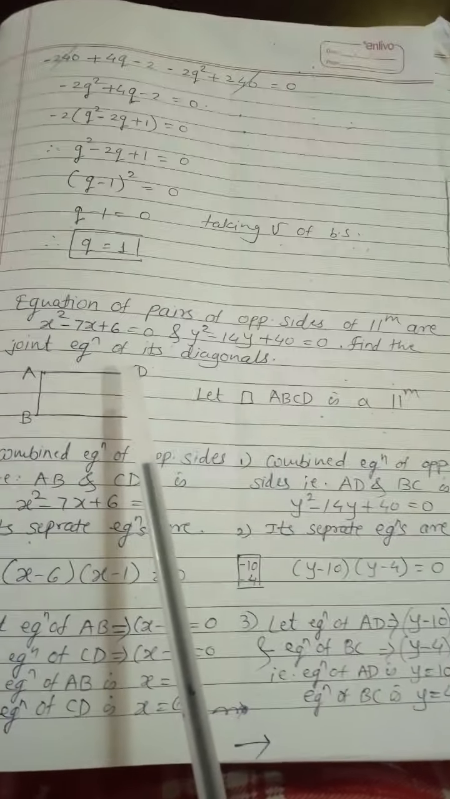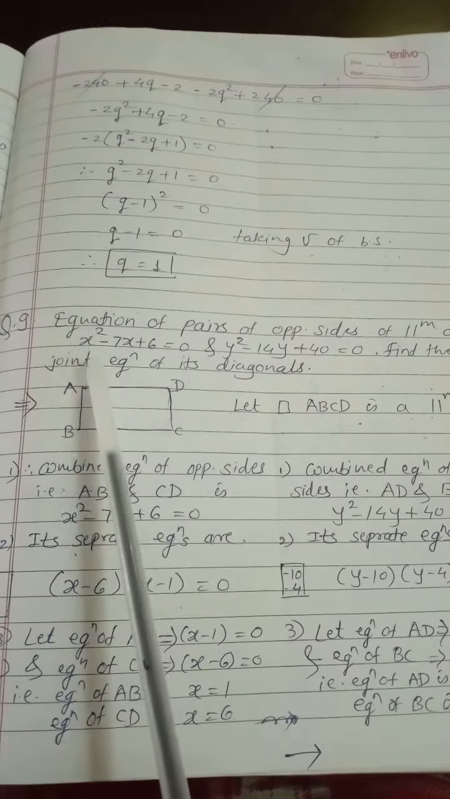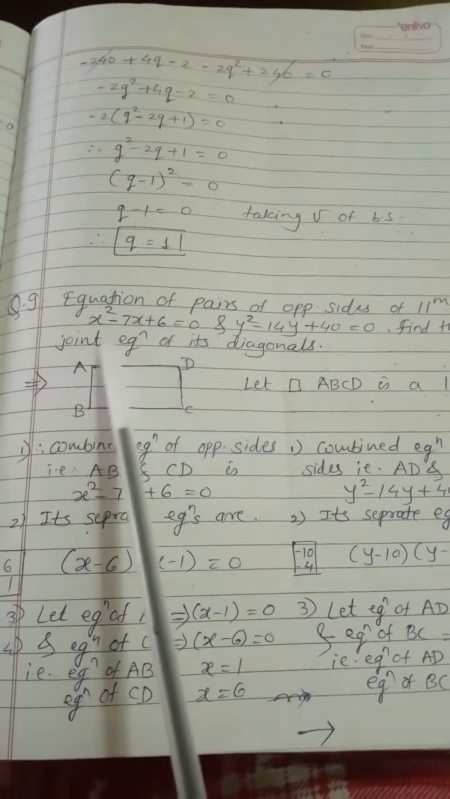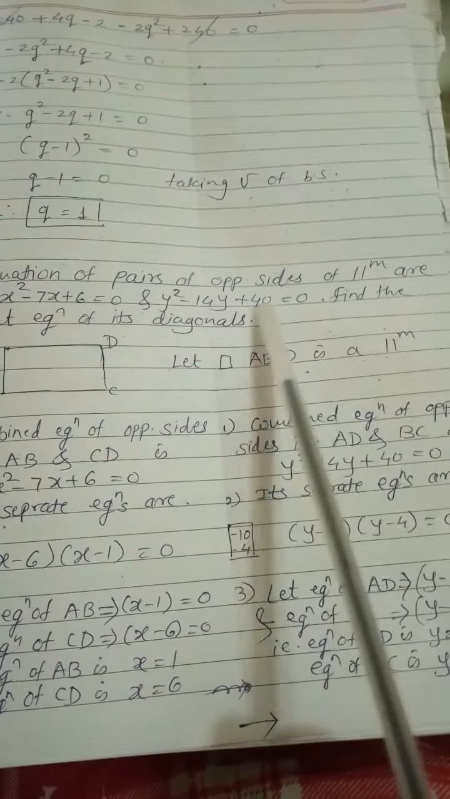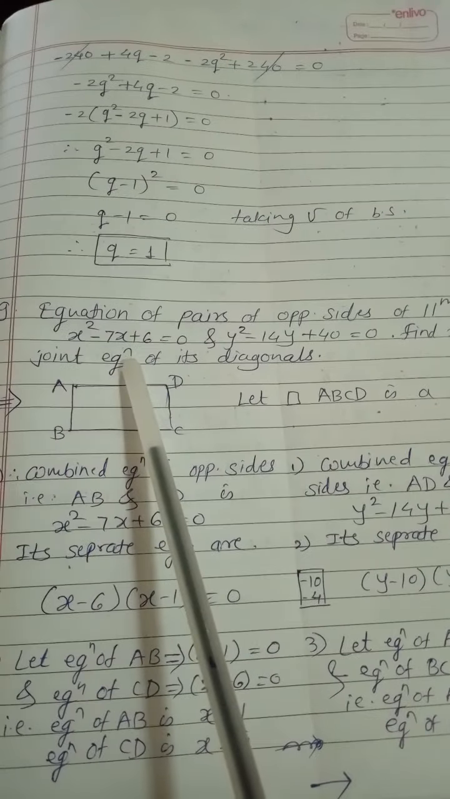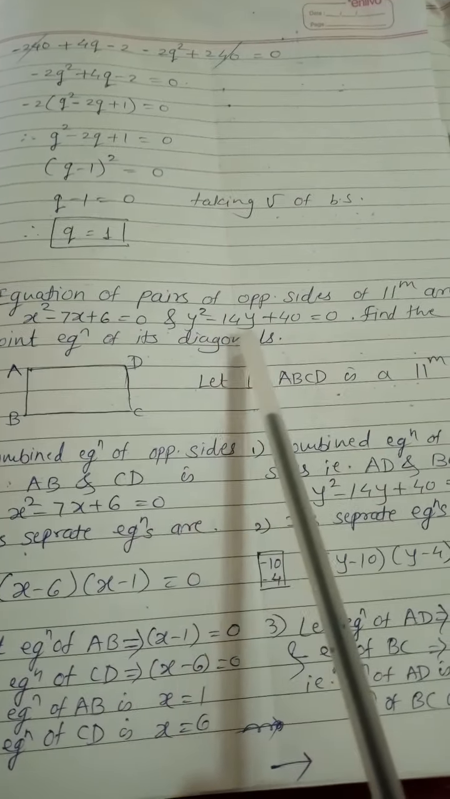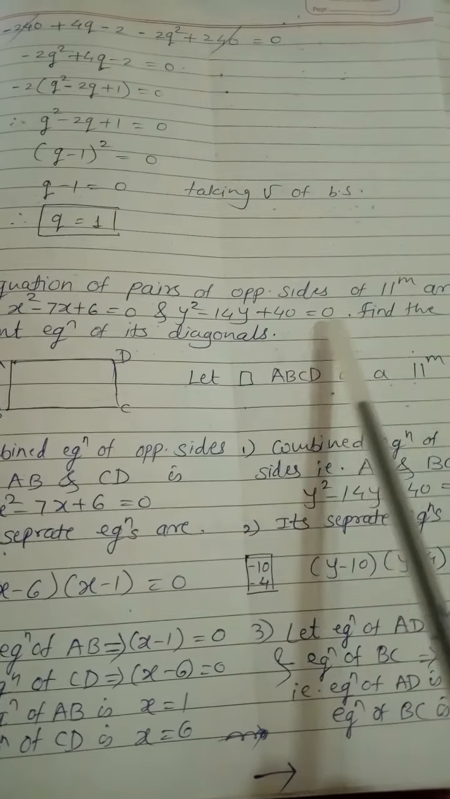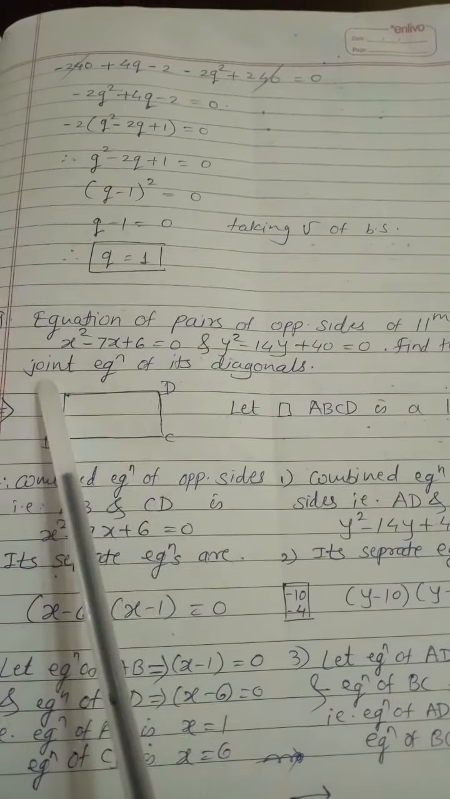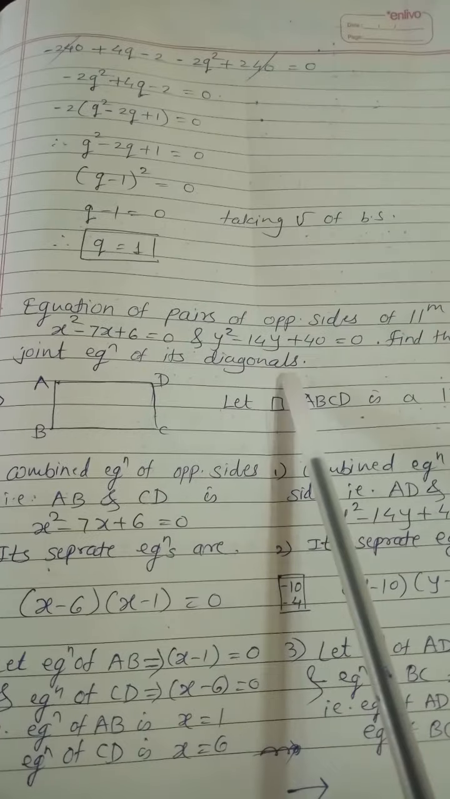Now the next question, question number 9. This is one of the most important questions, and it will be asked for 4 marks in your exam. The equations of a pair of opposite sides of a parallelogram are x square minus 7x plus 6 is equal to 0 and y square minus 14y plus 40 is equal to 0. Then find the joint equation of its diagonals.